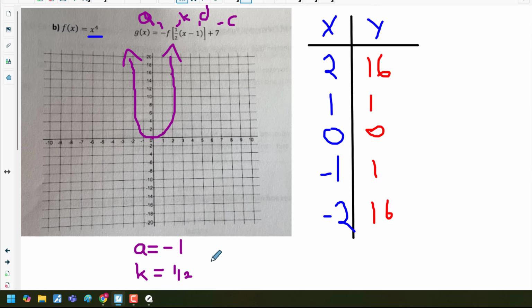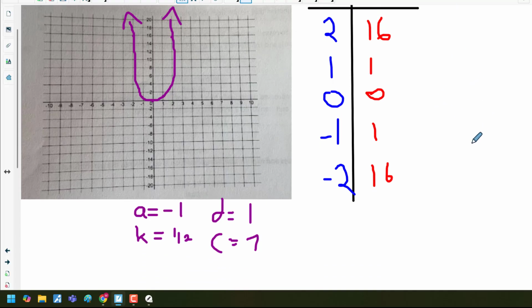No, it's 1/2. So I'm going to teach you, maybe this might confuse you because it's different from the way your teacher teaches you, but the K value is actually 1/2, yes. What's D? +1. Perfect. And C is 7. Perfect. So the trick here is D is always the opposite sign, so just be careful of that.